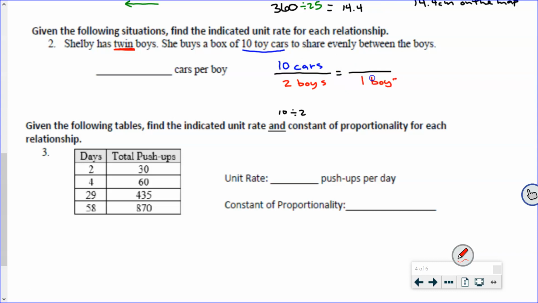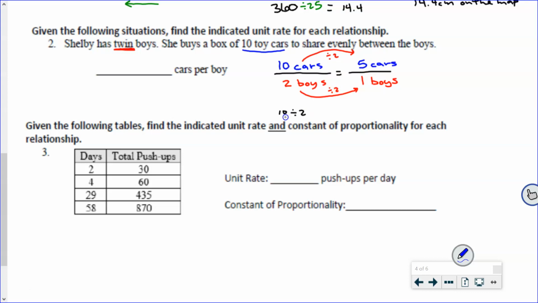Remember when we did this? And we said, how does a 2 change to a 1? We divide it by 2. We divide it by itself. So what am I going to be doing up here? The same thing. 10 divided by 2 is equal to 5 cars. And there's your unit rate.